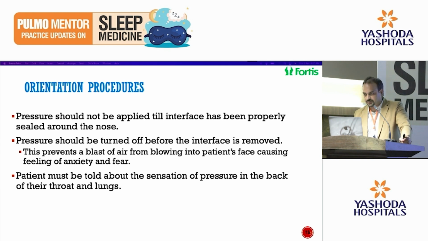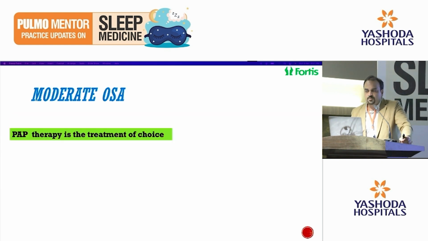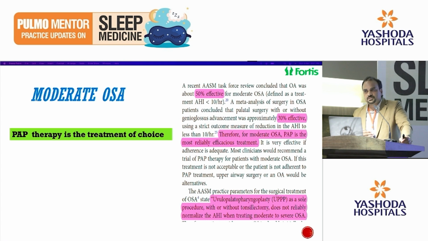This will not work anyways. So what about moderate sleep apnea? PAP therapy is the treatment of choice as far as moderate sleep apnea is concerned. Vis-a-vis oral appliances, which I'll be talking about very briefly, have 50% efficacy. And when we talk about surgical therapies in these patients, it has only 30% effectiveness.